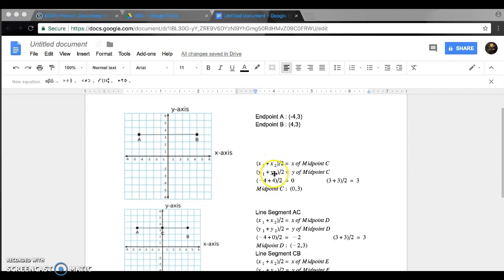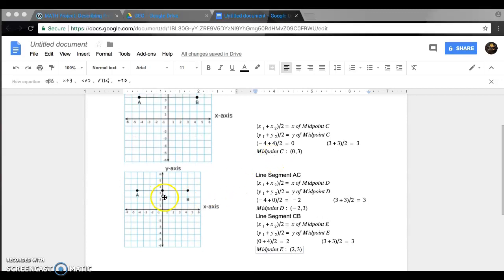We have our equation here. X of endpoint A is negative 4, x of endpoint B is 4. Add that up, that's 0. 0 divided by 2 is 0, so the x of midpoint C is 0. Then we have our y. 3 plus 3 is 6 divided by 2 equals 3. So our midpoint C is at 0, 3, as you can see here.